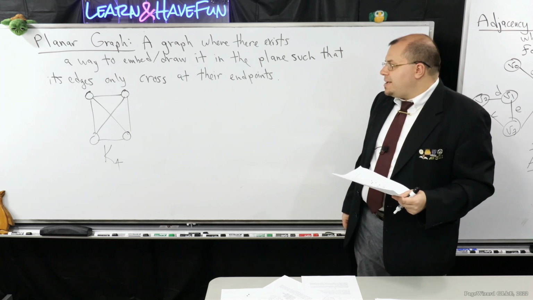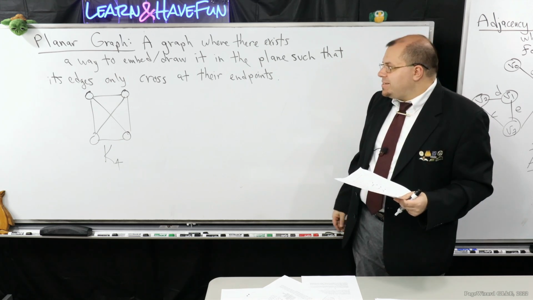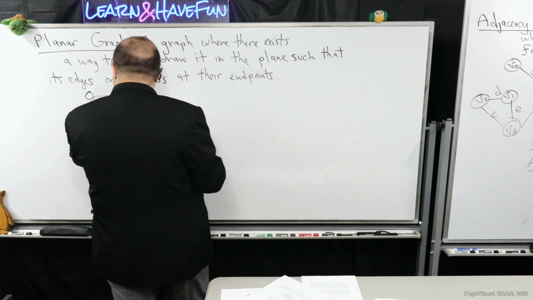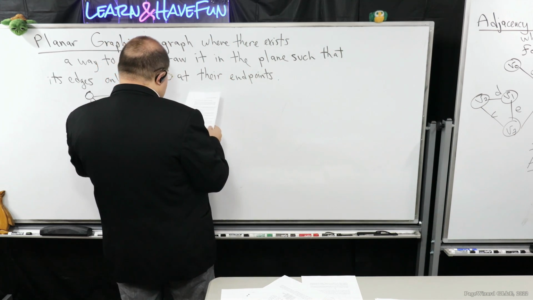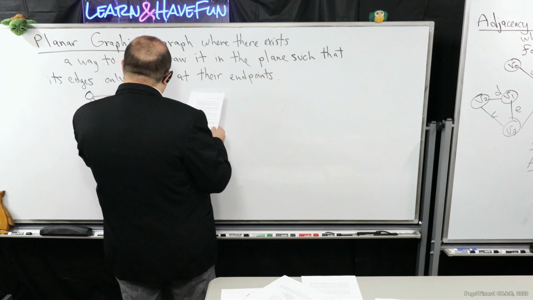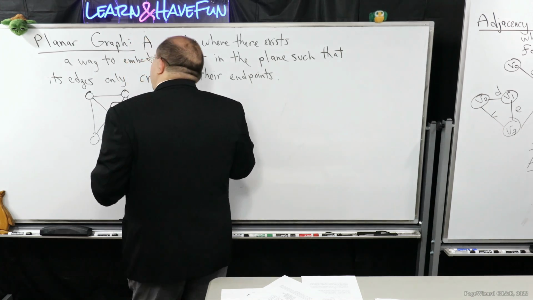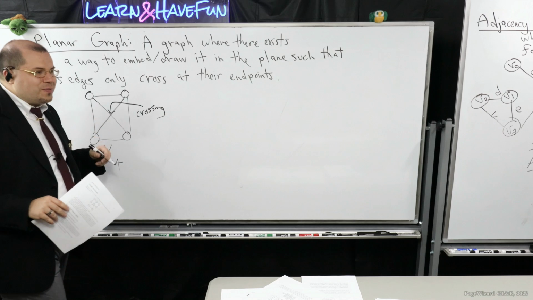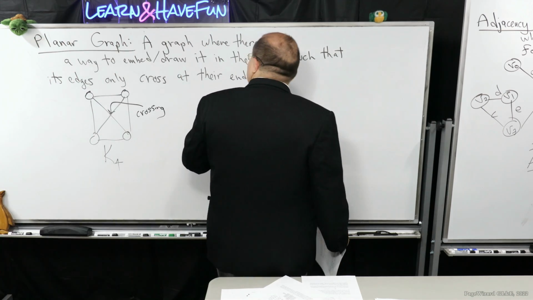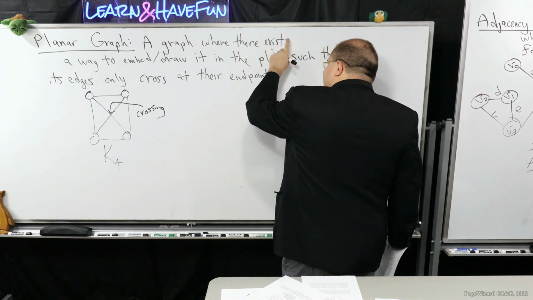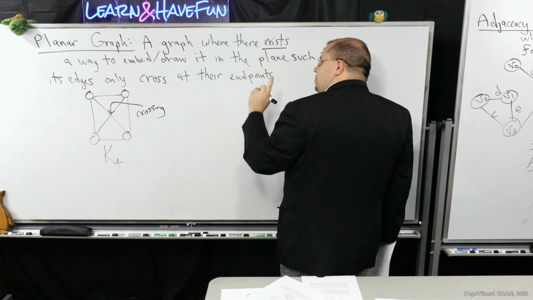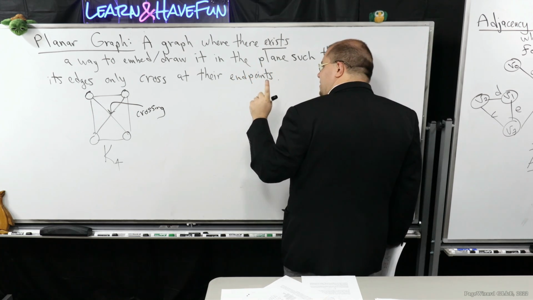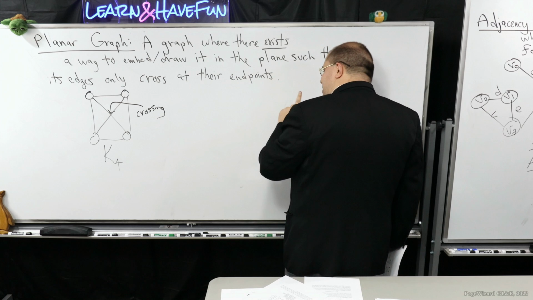Now, you might say, Dan, does this have any crossings in it? And the answer is yes, it does. It has at least one. It's right here. There's a crossing right here. But if you read my definition very carefully, that doesn't preclude it from being a planar graph. This is a graph where there exists at least one way to embed or draw it in the plane such that its edges only cross at their endpoints, right?